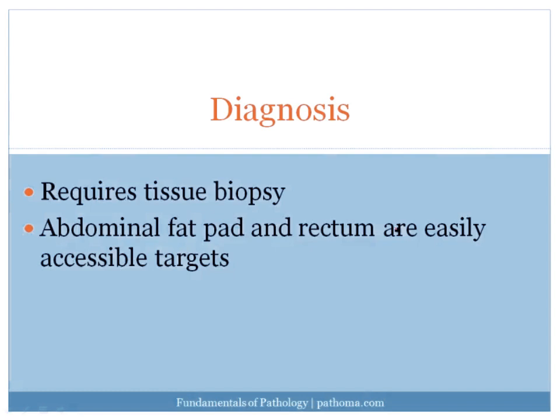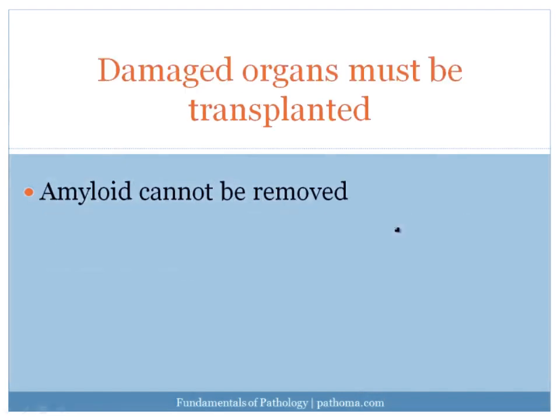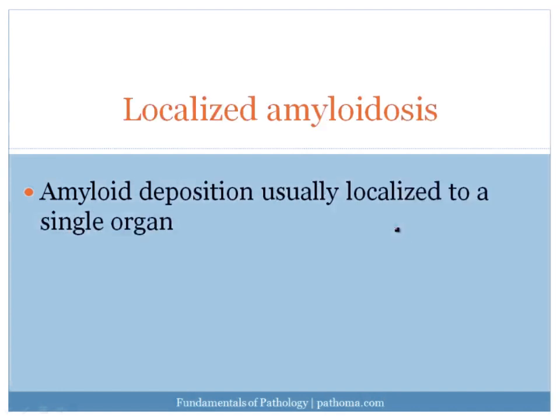The rectum is also a relatively easy target for biopsy, and the amyloid could be seen in the mucosa of the rectum as well. The damaged organs in systemic amyloidosis must be transplanted if you get end stage damage. Amyloid cannot be removed, and so that's an important clinical principle concerning amyloidosis.